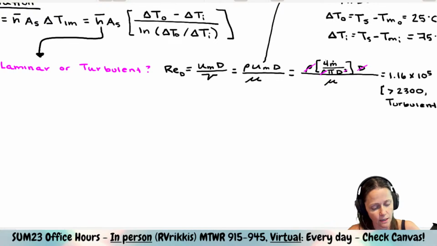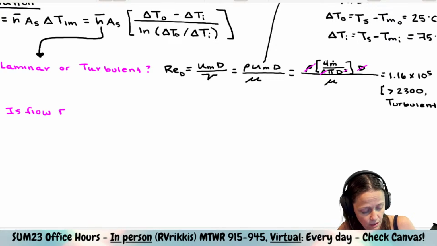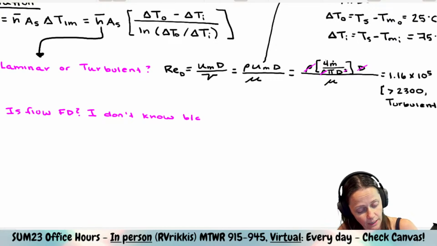All right. So normally here is where I would say, is the flow fully developed? I don't know. I don't really have a good way of figuring that out because I don't know the length. That's what I'm trying to find. I don't know the length.